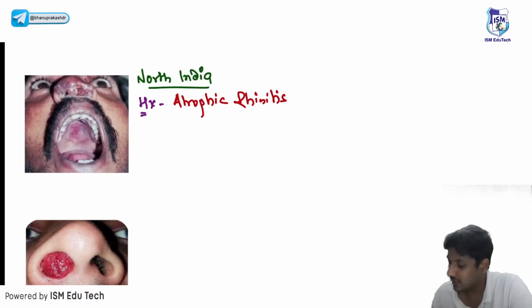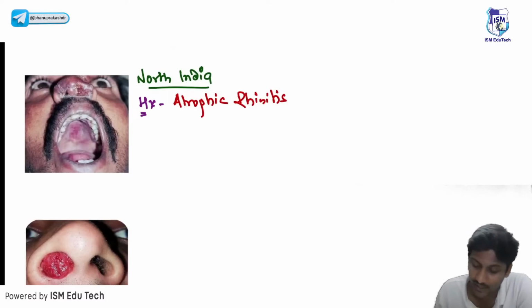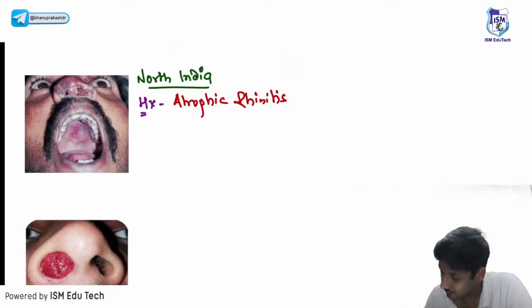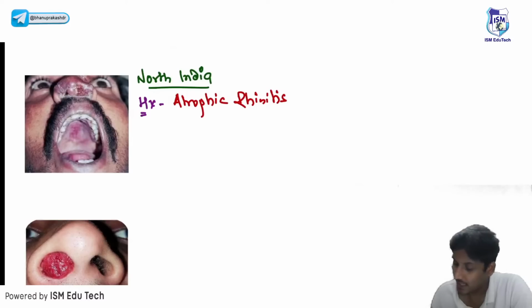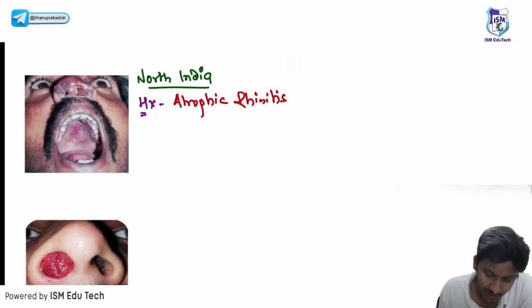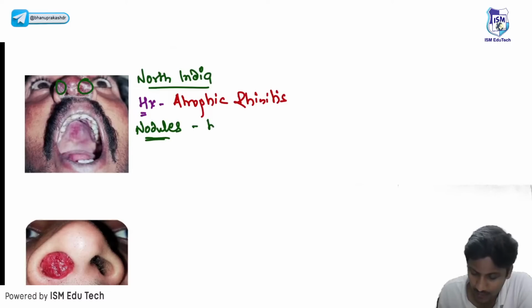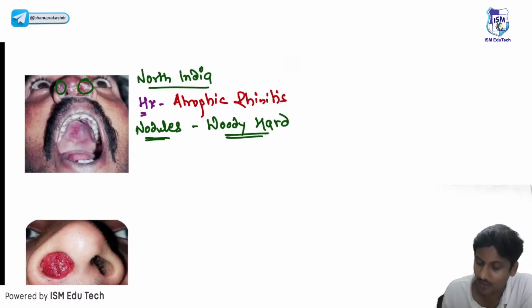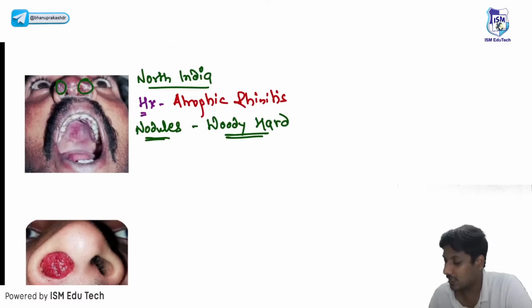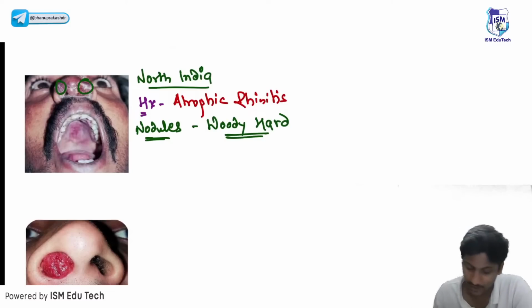So he was giving me a similar history of atrophic rhinitis, but now the patient is coming to me, and what is the complaint of the patient? Definitely he's having nodules over his external nose, and the nose has become woody hard. So what is your diagnosis in this condition?